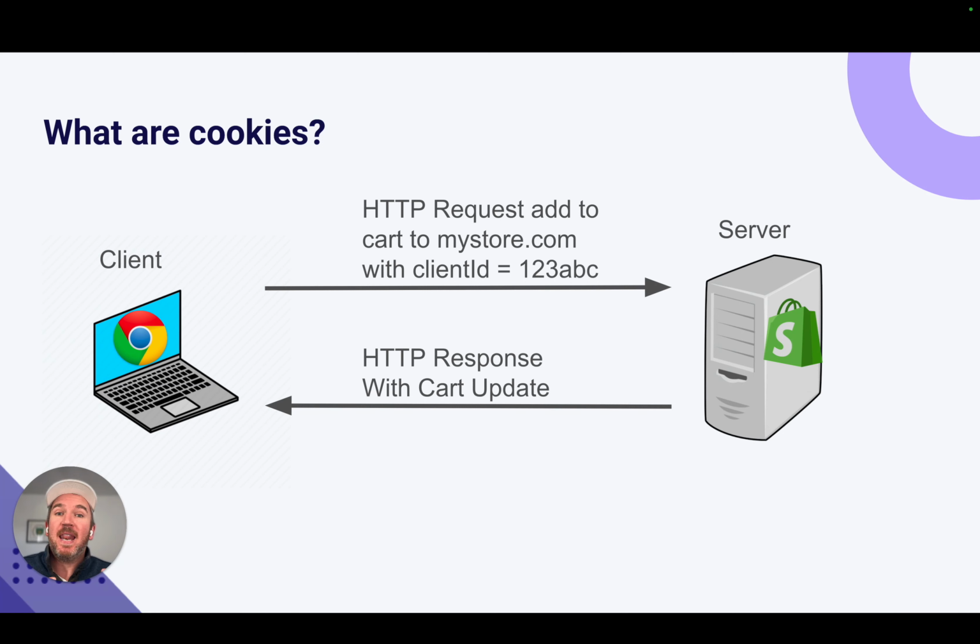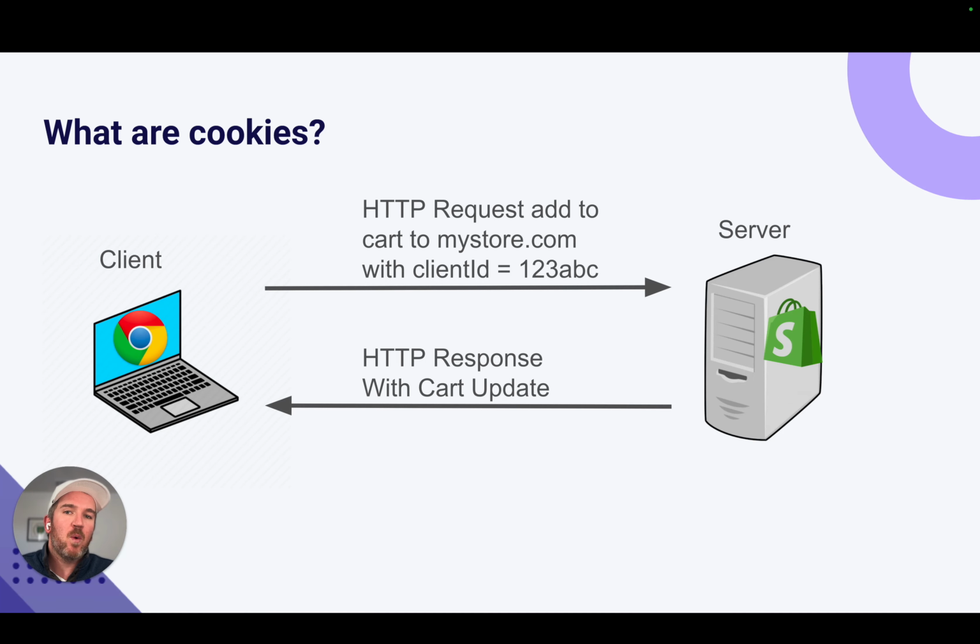In that case, now we can associate jake@gmail.com with this client ID 123ABC. But notice the important thing that happened here. Jake volunteered that information to us. We did not collect it in the background. We didn't do anything like that.